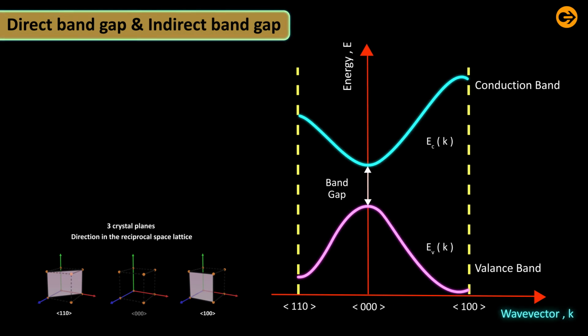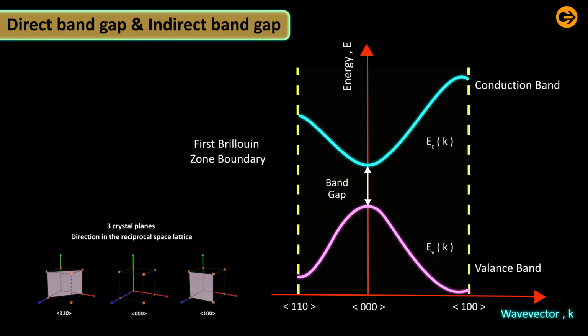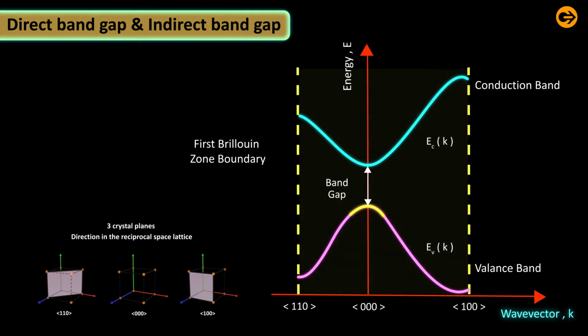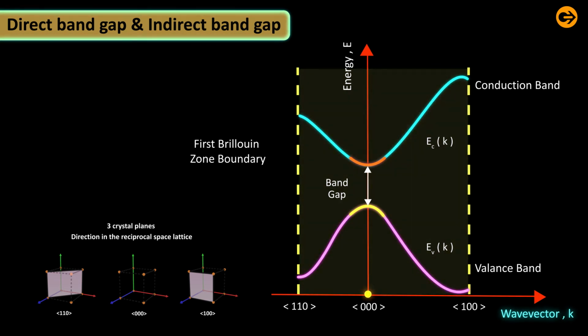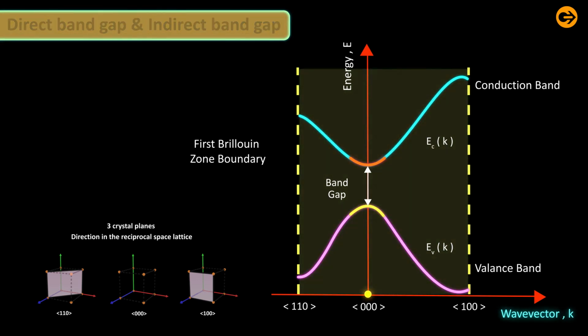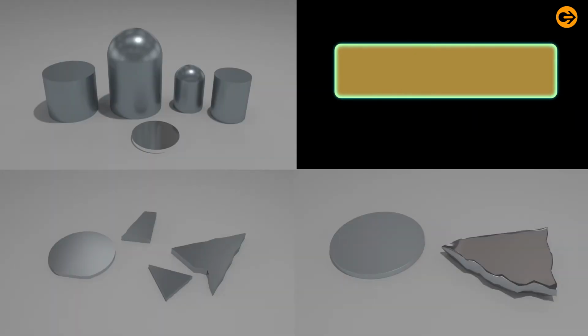Let us consider the first Brillouin zone boundary. If it is seen that the maximum energy level of the valence band, or the peak of the valence band, and the minimum energy of the conduction band occur at the same wave vector or momentum, then it is called a direct band gap semiconductor. For example, gallium arsenide, indium arsenide.